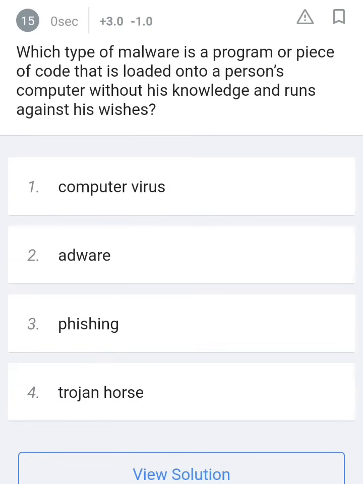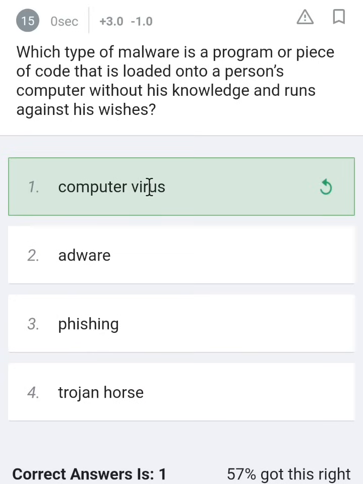And the last question for today is, which type of malware is a program or piece of code that is loaded into a person's computer without his knowledge and runs against his wishes? So it is computer virus. Computer virus is something that damages your computer.